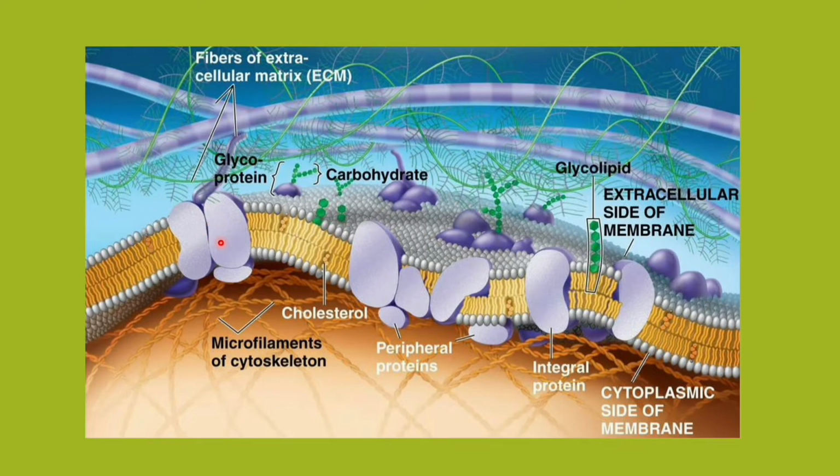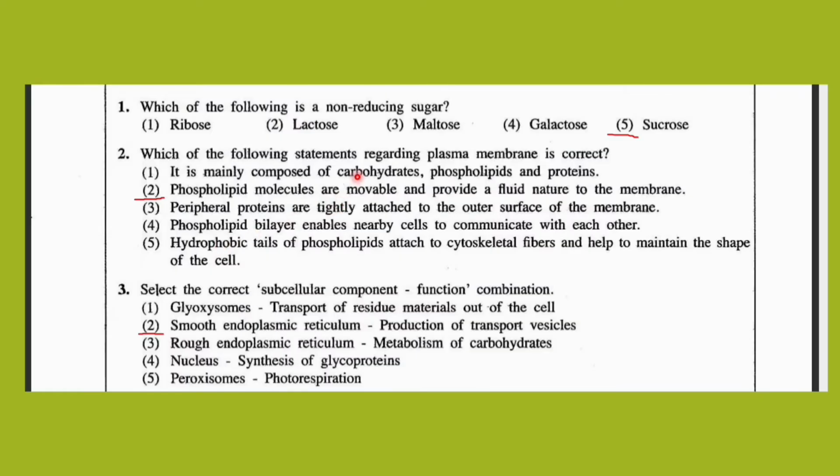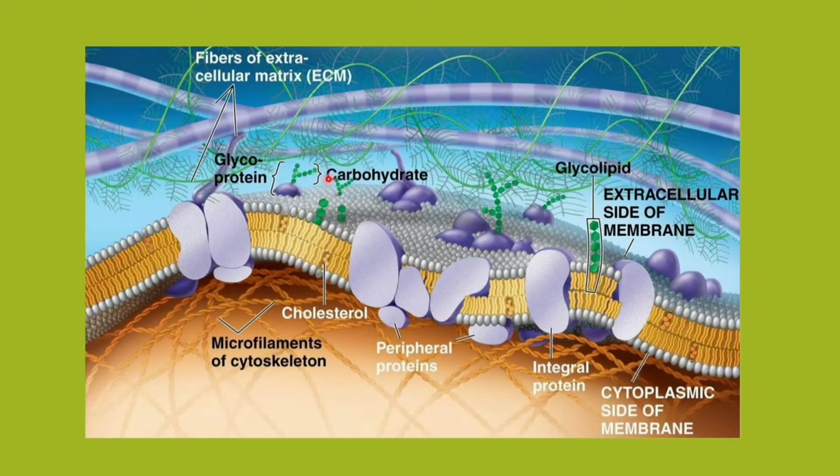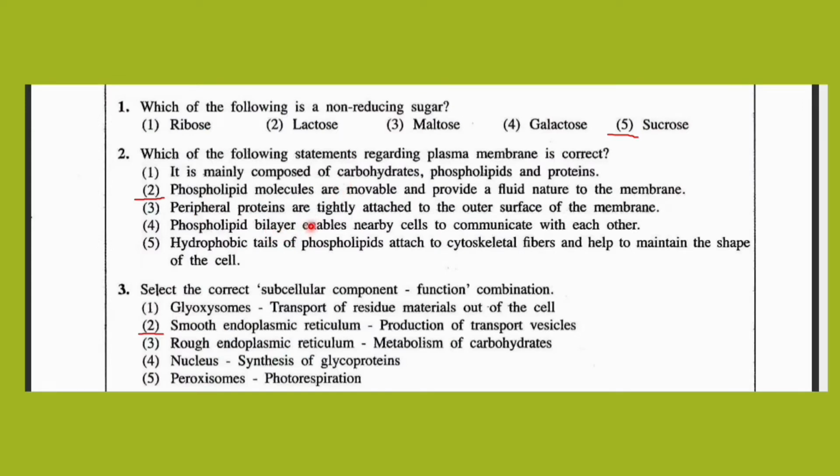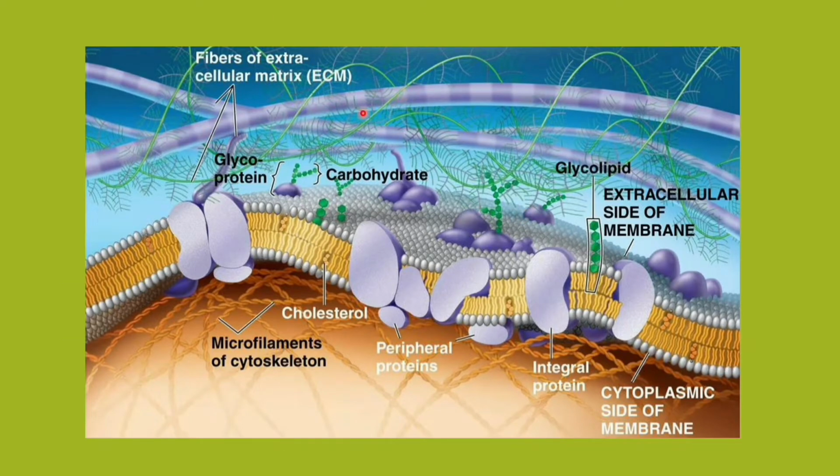The first statement says it is mainly composed of carbohydrates, phospholipids and proteins. That is wrong. It is mainly composed of phospholipids and proteins only, not carbohydrates. It has carbohydrates, that is true, but it is not a main component. The third statement says that peripheral proteins are attached to the outer surface of the membrane. That is wrong. So this is the external environment and this side is the internal environment, and you can see peripheral proteins, they are attached to the internal environment. They are attached to the inner surface of the membrane. So the third statement is wrong.